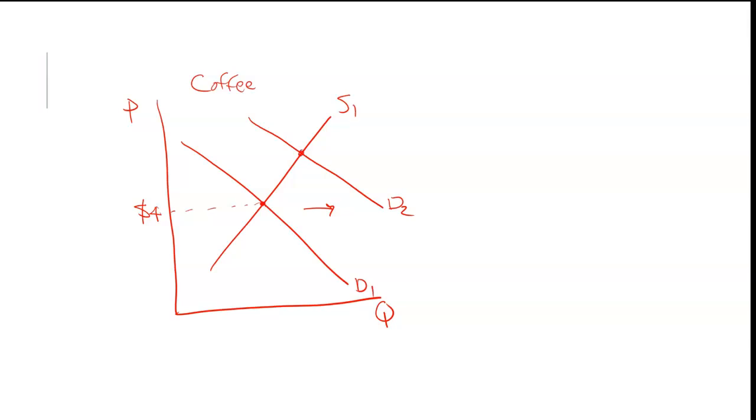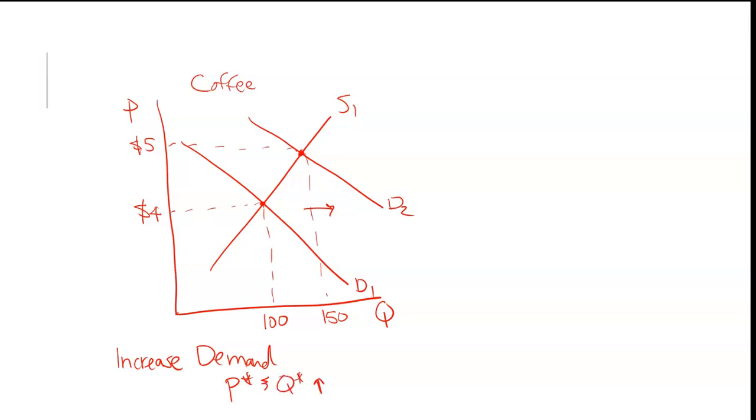Now, at our new demand curve, we reach a new market equilibrium price and quantity. Now, our new equilibrium price is $5. And maybe our quantity before was 100, and now our quantity is 150. So an increase in demand is going to cause both price and quantity at the equilibrium to increase. With an increase in demand, P star and Q star are both going to increase.